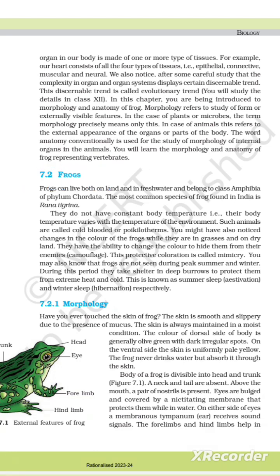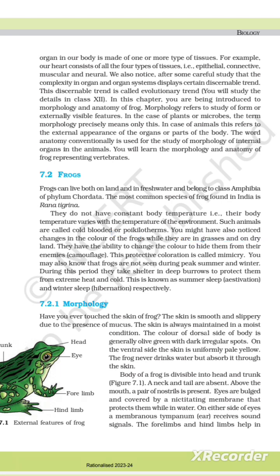7.2 Frogs. Frogs can live both on land and in fresh water and belong to class Amphibia of phylum Chordata. The most common species of frog found in India is Rana tigrina. They do not have constant body temperature. Their body temperature varies with the temperature of the environment. Such animals are called cold-blooded or poikilotherms.